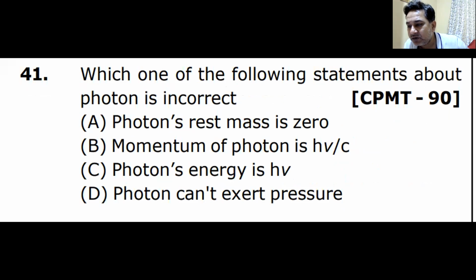Which of the following statements about the photon is incorrect? Read the language carefully. Incorrect. Photon exerts pressure. I think we have done this question. It got repeated. Sorry. We did this question. Yes, now I remember. Answer D. I understand my fault. I will rectify my fault.